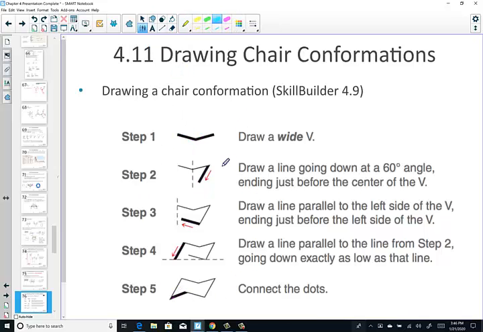So let's kind of emphasize. These 2 lines are parallel. See how they're in the same direction. These 2 lines are parallel. They're in the same direction. And these 2 lines are parallel. That's the goal of drawing a chair conformation of cyclohexane, drawing 3 sets of parallel lines.